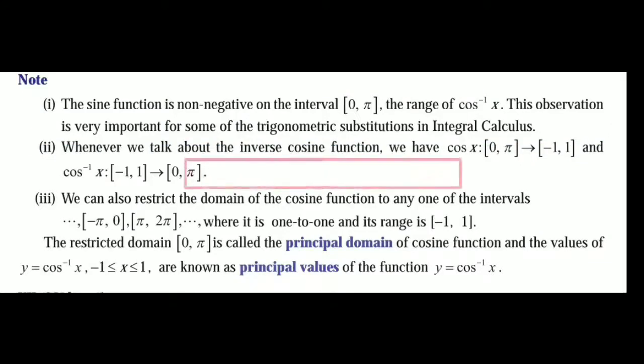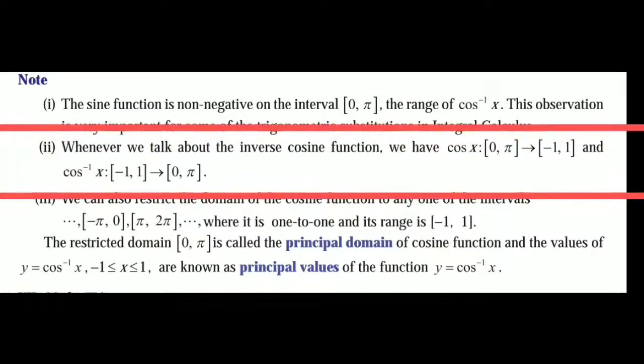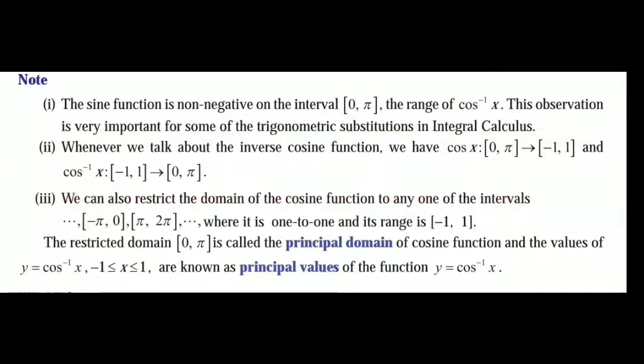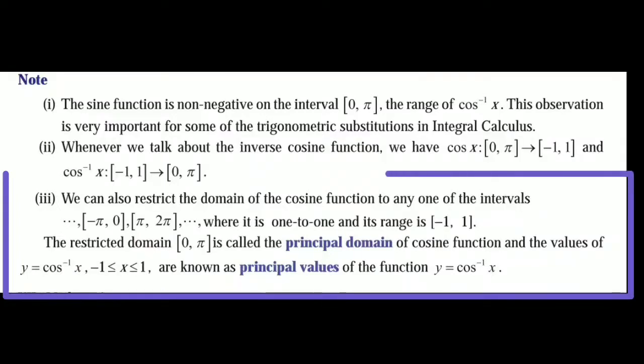Second, whenever we talk about the inverse cosine function, we have cos x from closed interval [0, pi] to closed interval [-1, 1] and cos inverse x from closed interval [-1, 1] to closed interval [0, pi]. Third, we can also restrict the domain of the cosine function to any one of the intervals [-pi, 0], [pi, 2pi], etc., where it is one-to-one and its range is closed interval [-1, 1].